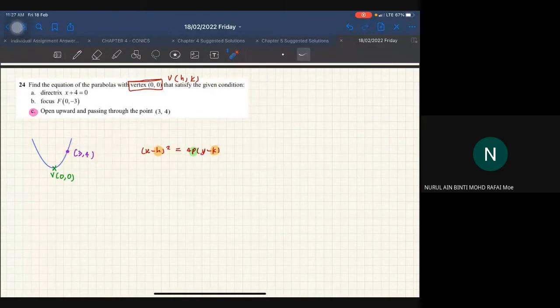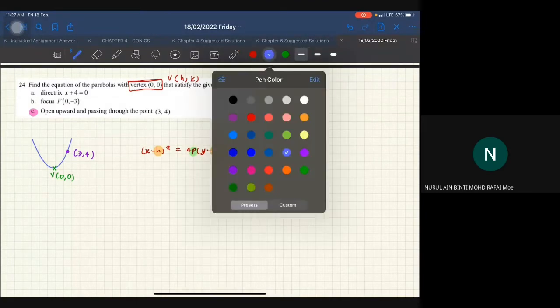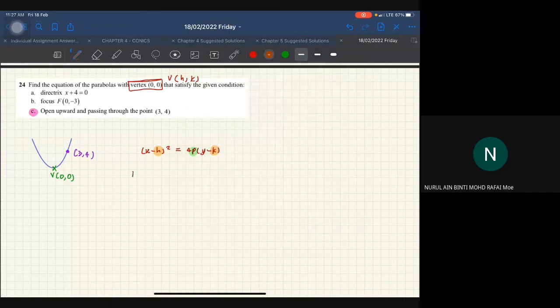Okay, and then nanti awak ada semua dah. So awak ada ni, you have this one, you have this one. So the only unknown that you have is just P. So awak boleh dapat P straight away daripada situ. Okay, so jom kita masukkan dia punya nilai. So at point, before that, kita tahu vertex berapa. Okay, so masukkan nilai vertex dulu.